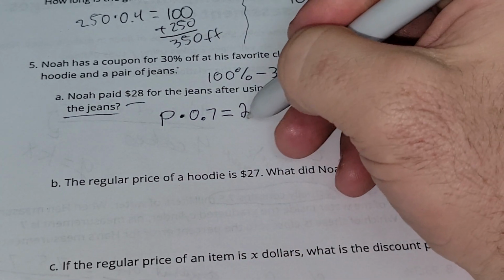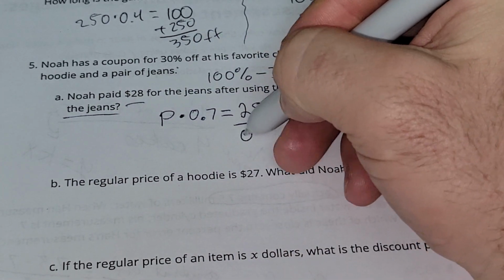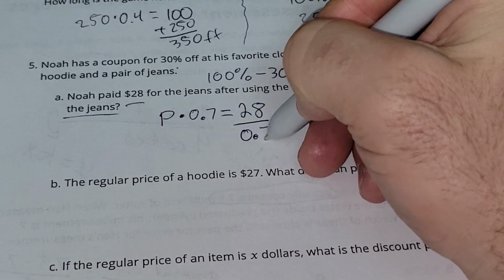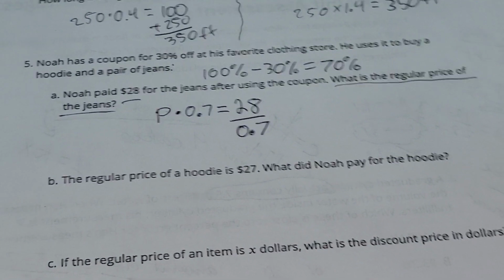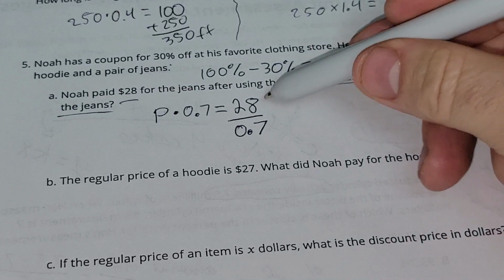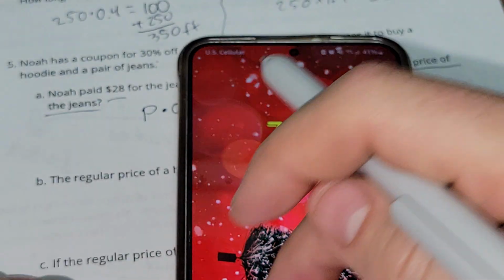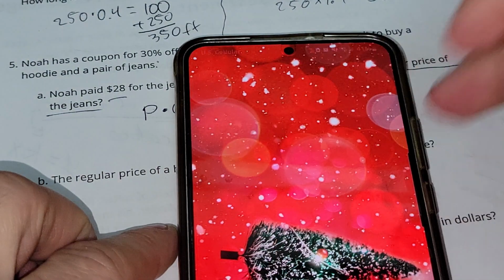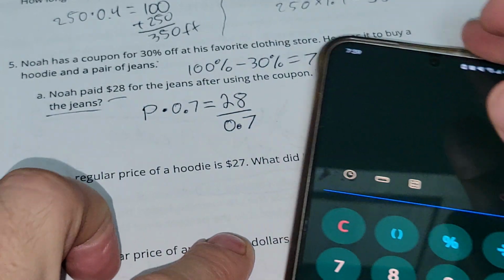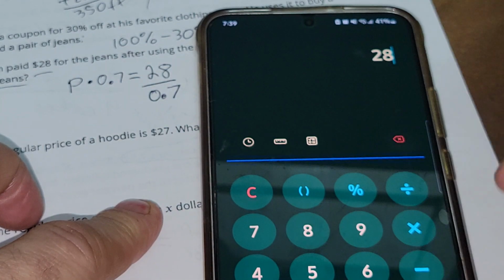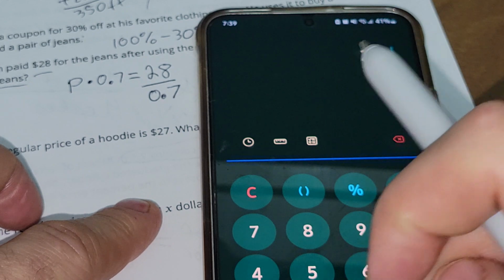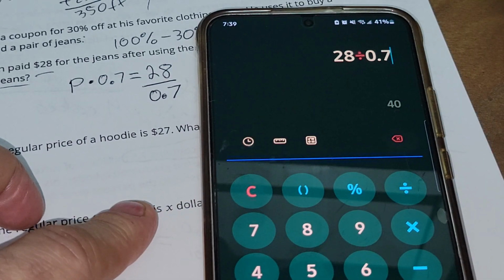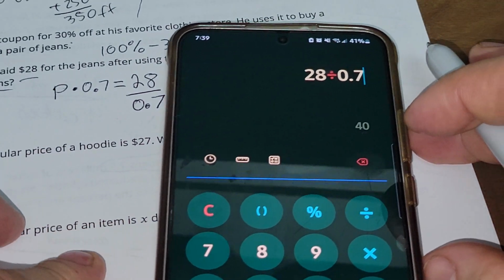If I want to work backwards, I have to do the opposite of times. So 28 divided by 70%, working backwards, doing the opposite. 28 divided by 0.7 is $40.